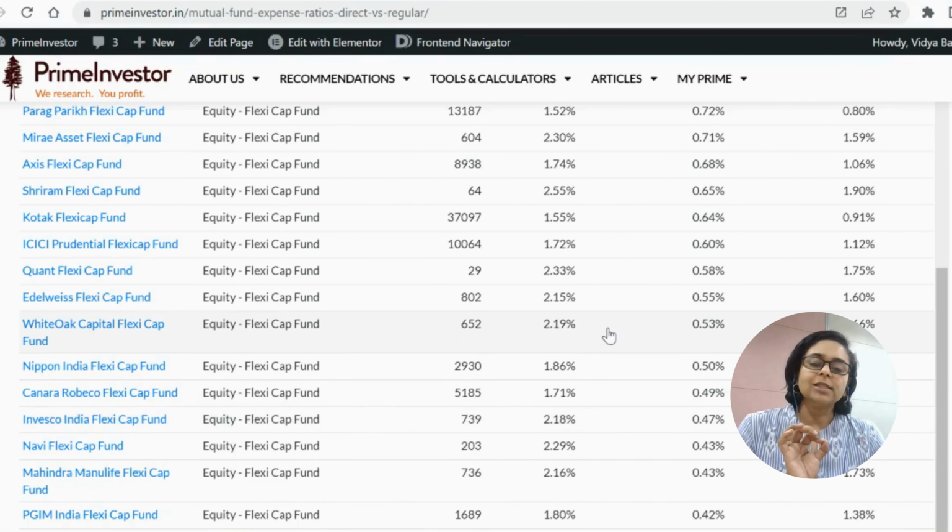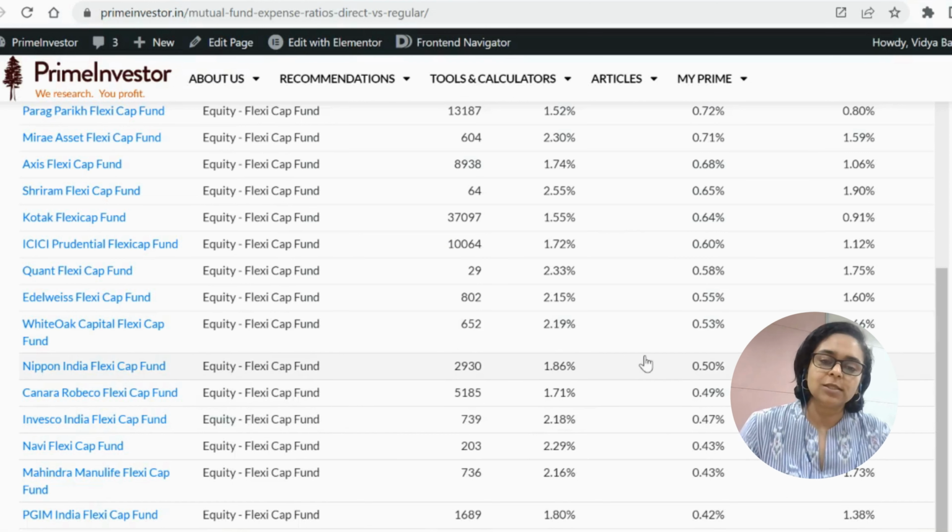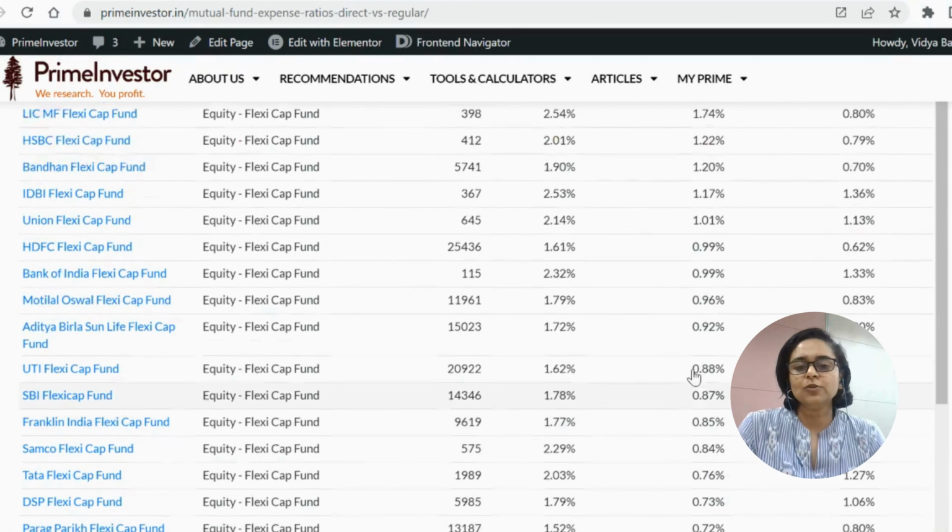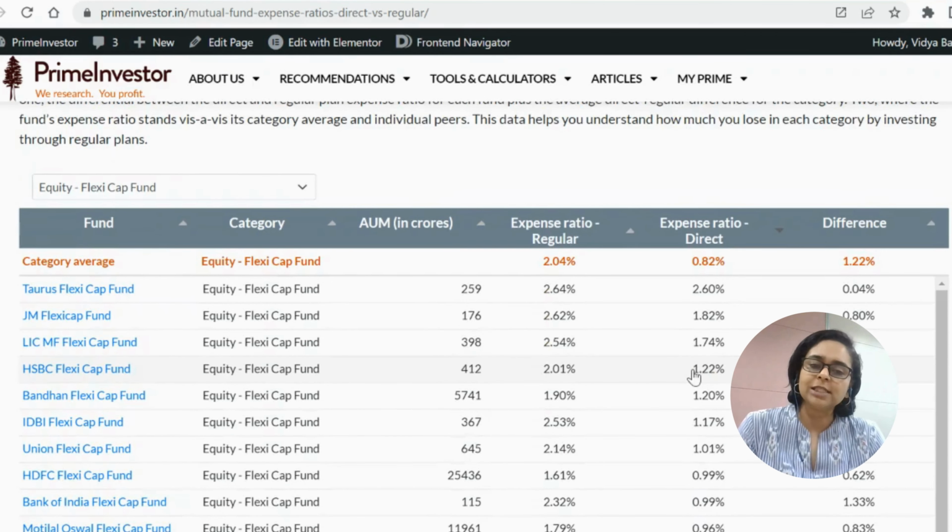So next time you have been given funds either by your distributor or you have already filtered funds, run a check using our expense ratio calculator. It's available for all. The link is given below.